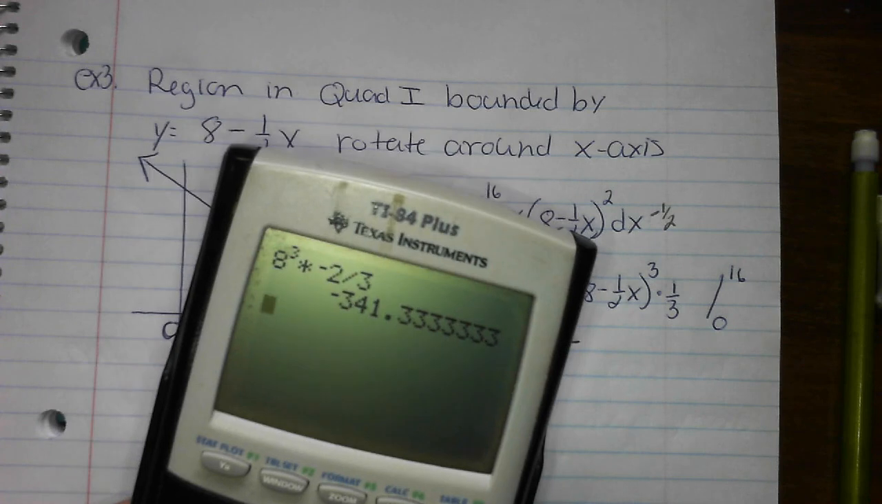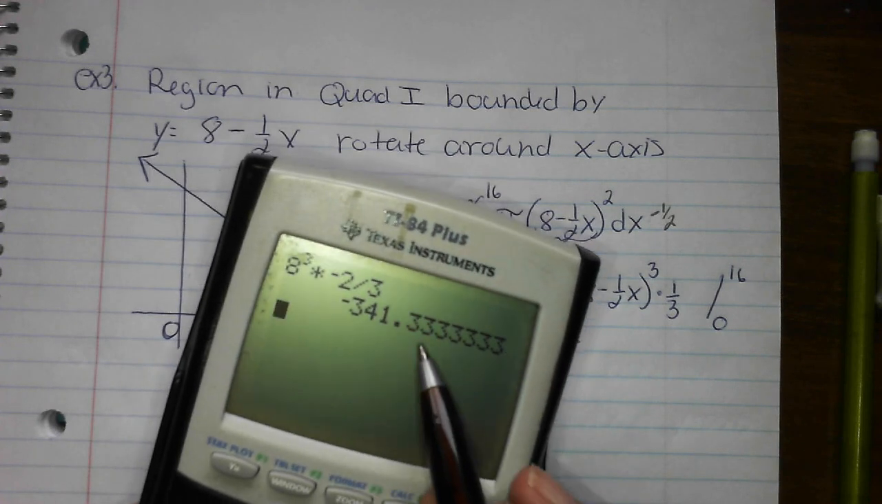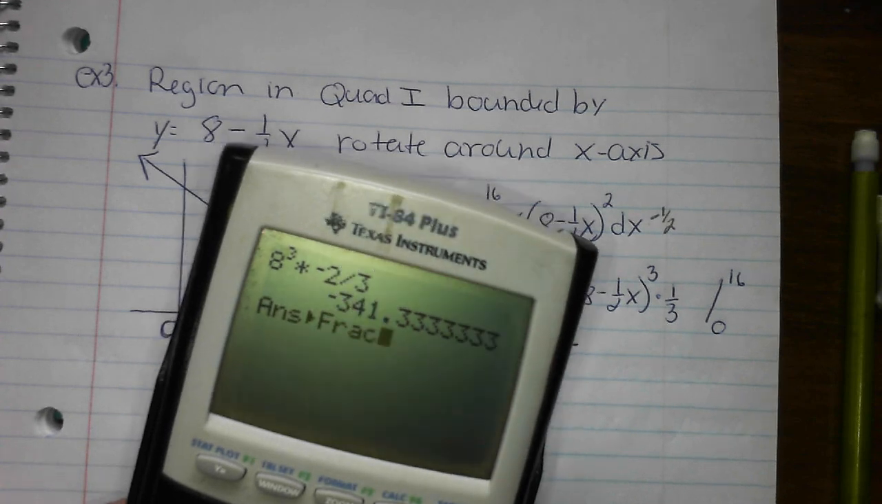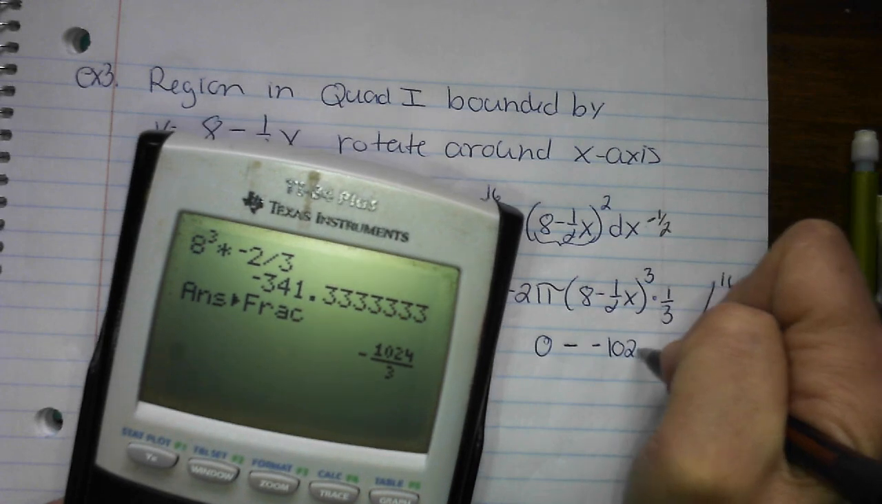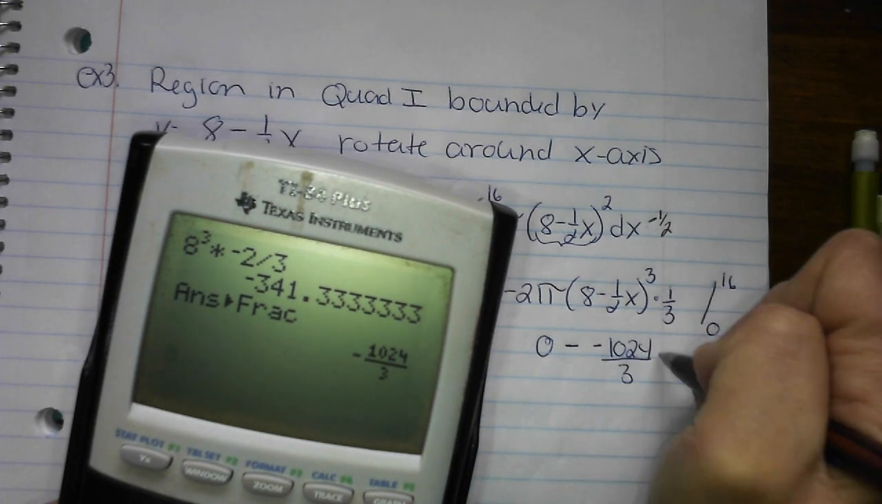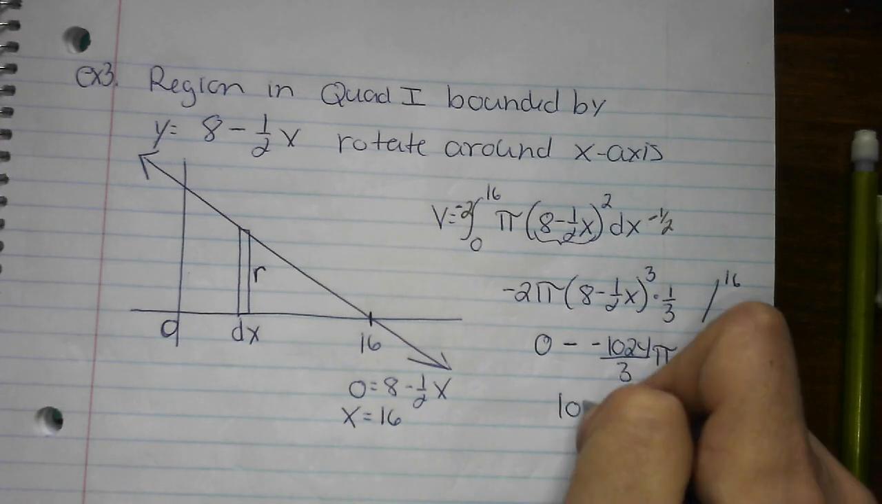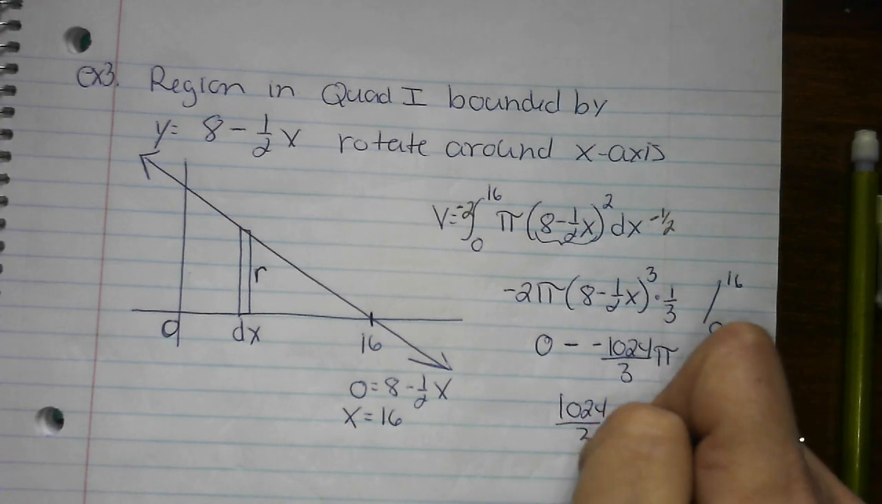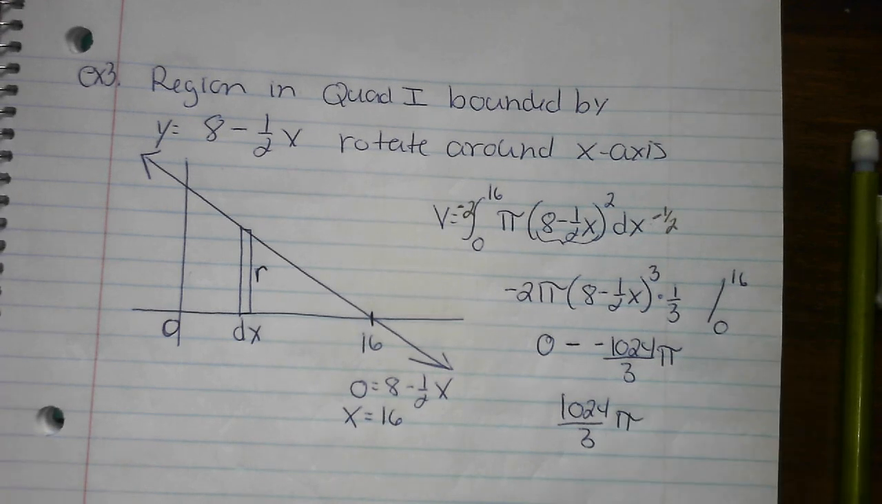And if I put down -341 1/3, or if I go to a fraction, -1024 over 3 pi, which is a positive 1024 over 3 pi. Okay, that's it. Volume, first day, easiest day.